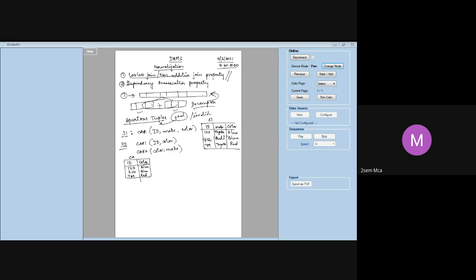This is my car 1. I will show also my car 2 table, how it should look like. Color and make. Okay. So if I take color and make, then I should have blue Toyota. Then again blue Audi. Then again red Toyota. Right? This is how I will have. Any doubts still here?